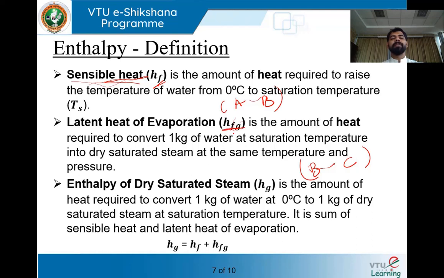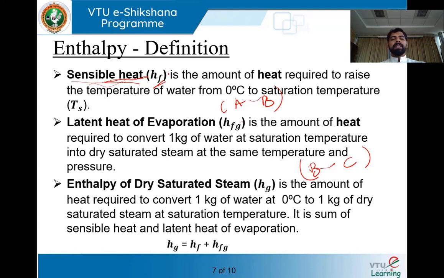Why the combination F and G? Because it is a process where fluid particles are being converted into gaseous particles. That is nothing but water particles being converted into vapor particles or steam particles. So that is the reason why we denote this latent heat of evaporation by HFG. F stands for fluid, G stands for gaseous state, fluid state and gaseous state. And here it is completely fluid. That's the reason we have used HF.